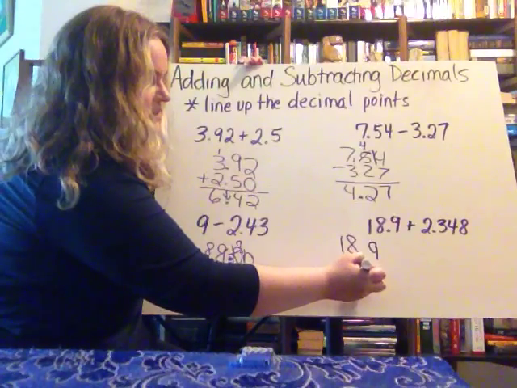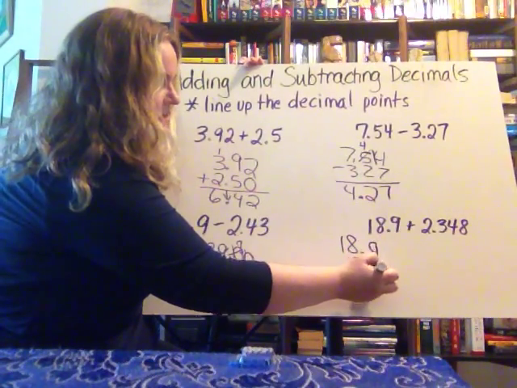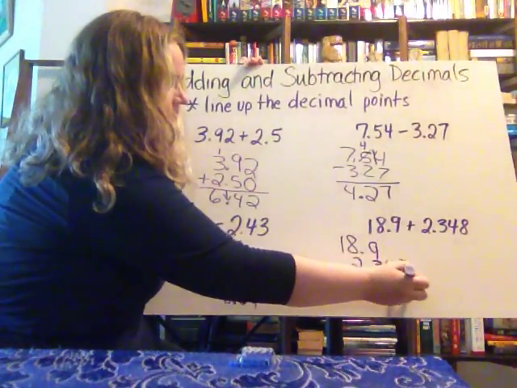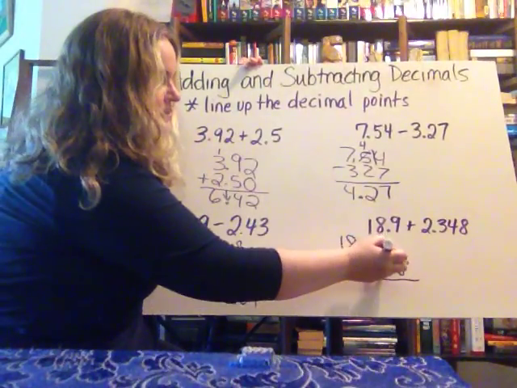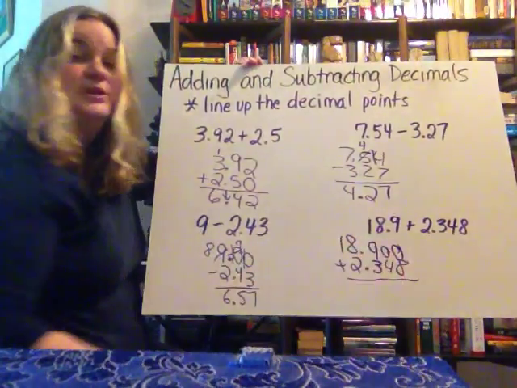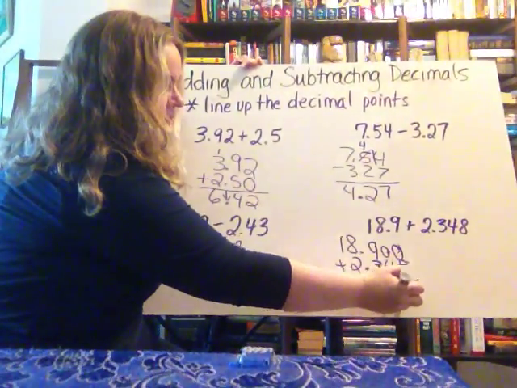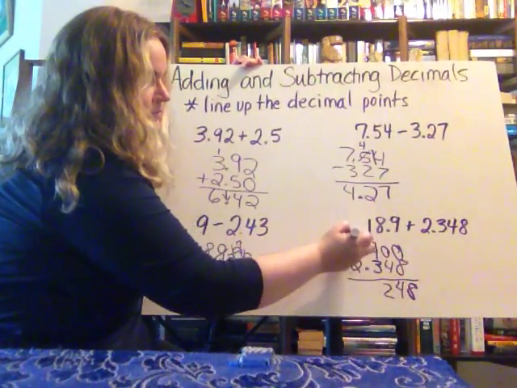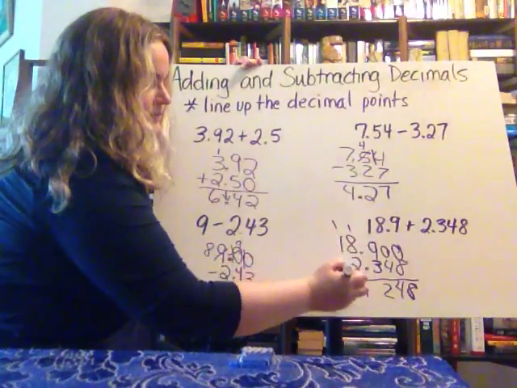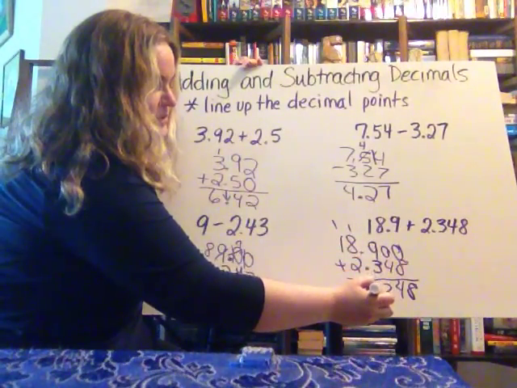The last problem, again, making sure you line up your decimal points. This one's tricky because they're kind of set off a little bit. So again, making sure you put zeros to hold your place will help you so that you don't make mistakes. And dropping your decimal point straight down.